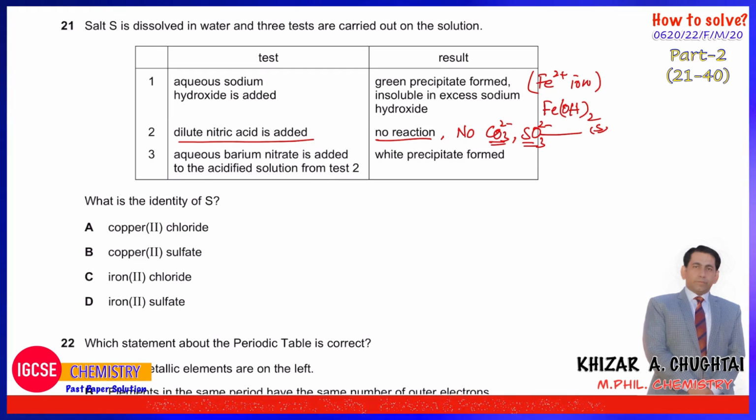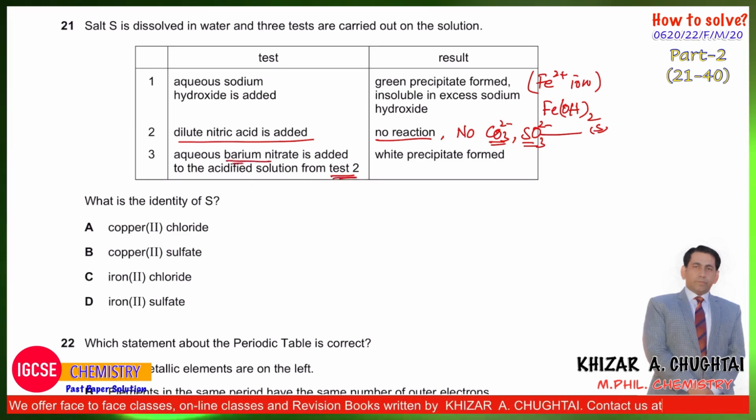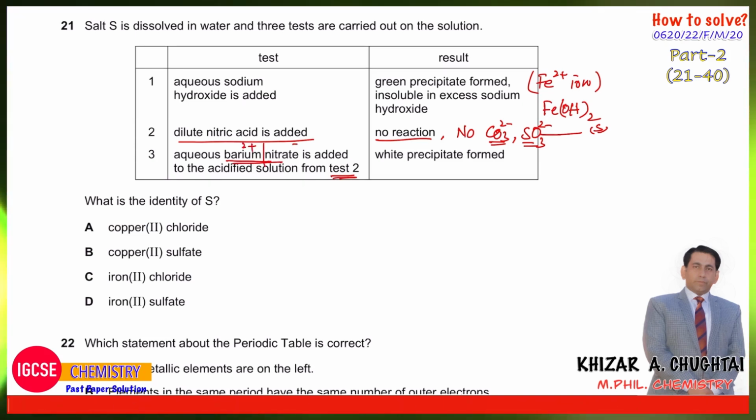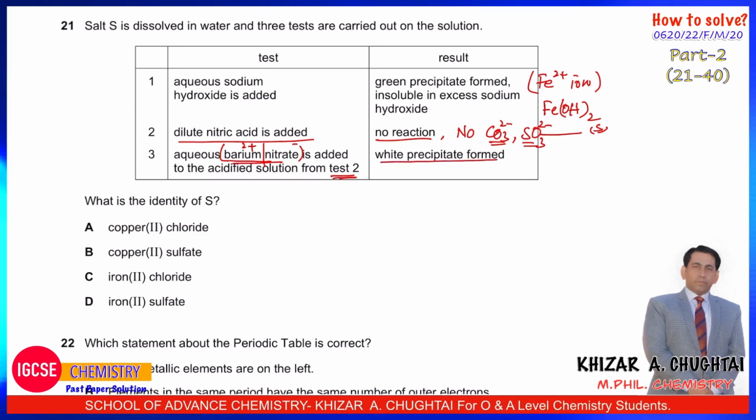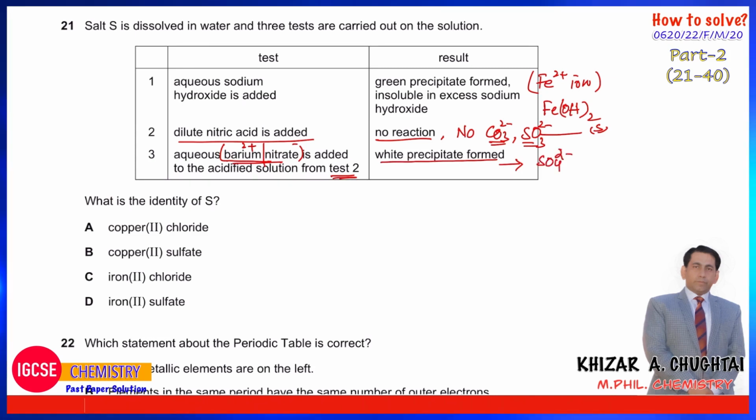Test 3: aqueous barium nitrate is added to the acidified solution from test 2. Barium nitrate has Ba2+ ion and nitrate NO3- ion, so this barium nitrate is the source of Ba2+ ion. It gives a white precipitate, indicating the presence of SO4 2- ion. Sulfate ions are present in the solution, that's why a white precipitate forms. So Fe2+ ion is present, SO4 2- ion is present.